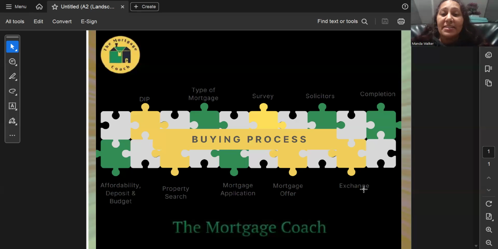Anyway, the next thing is exchange. Now, when it comes to exchange, a couple of things. One, you need building insurance from exchange. Two, exchange is basically the exchanging of the contracts. So there are two copies of the contracts. The buyer will sign one, the seller will sign one, then they'll swap, and then the one that the buyer hasn't signed, they'll sign that second one, and the one that the seller hasn't signed, they'll sign that second one. It's also when the deposit has to be handed over to your solicitor and they put it in their client account.